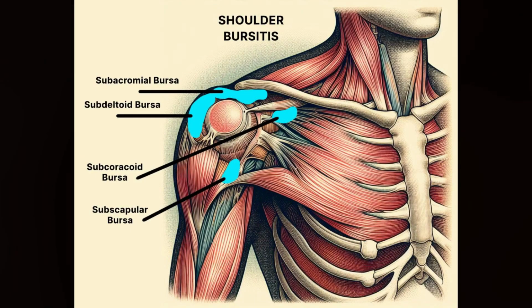Shoulder bursitis, also known as subacromial bursitis, is a common type of bursitis that occurs when the bursa between the rotator cuff and the acromion, a bone on the top of the shoulder, becomes inflamed. This can result from overuse, injury, or underlying conditions such as arthritis.